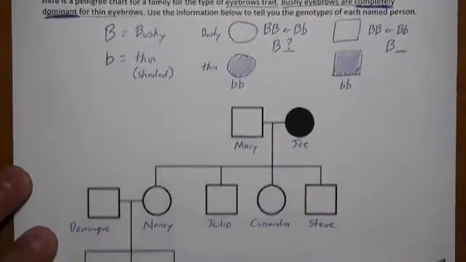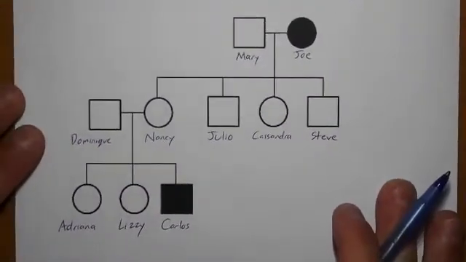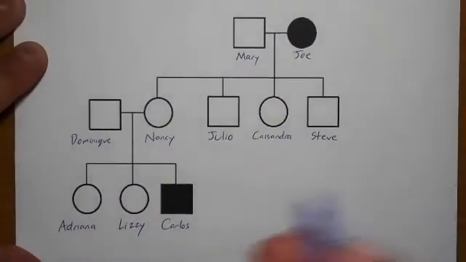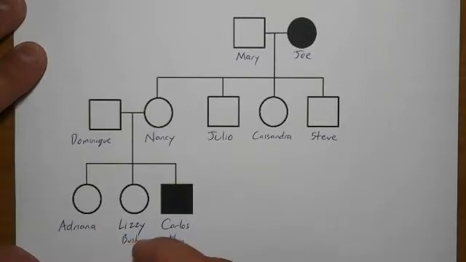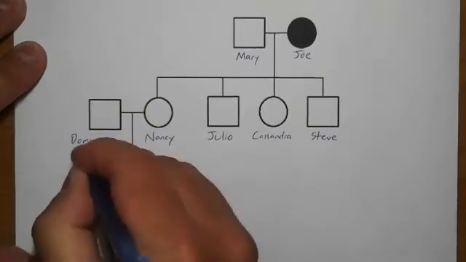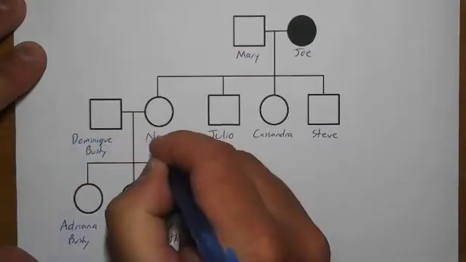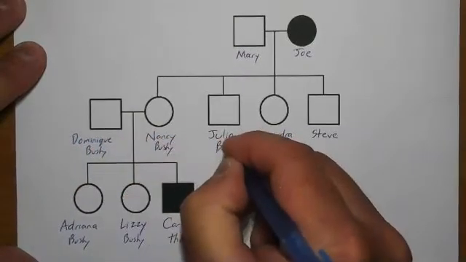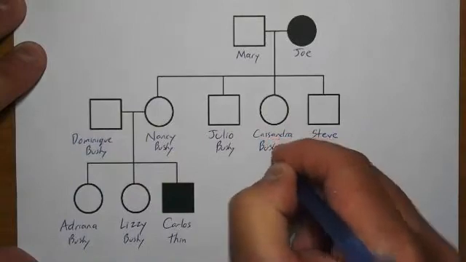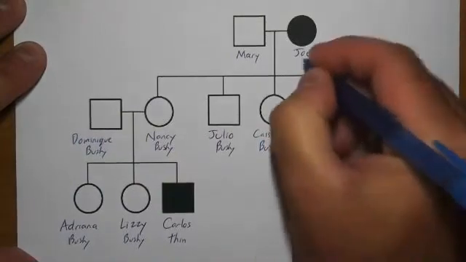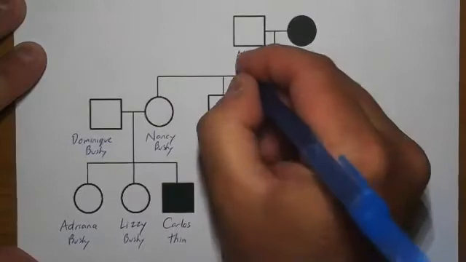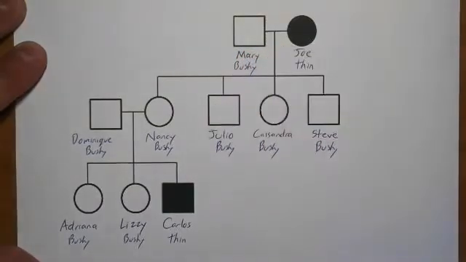So let me give you an example here. We're going to try and go through and figure out everybody's genotype. So if I was going to go through and write everybody's phenotype, Carlos has thin eyebrows, and everyone else is bushy. He's thin because he's shaded. Okay, so now let's figure out their genotypes, the letters.